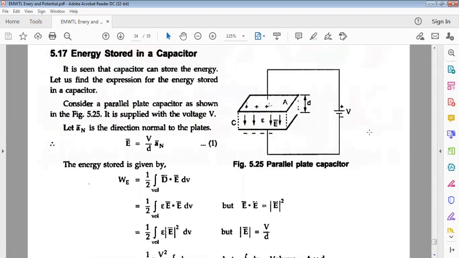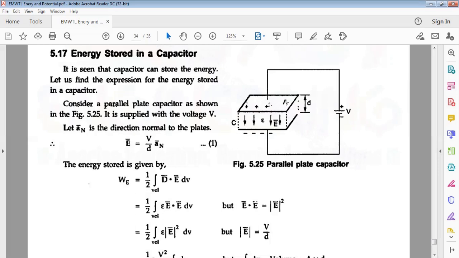And the last topic in the third unit, my dear students, is energy stored in the capacitor. Energy stored in a capacitor. Consider a parallel plate capacitor as shown in the figure here. Upward there is a positive charge and downwards there is a negative charge, and in between there is a dielectric of permittivity epsilon. The direction of E bar is downwards, and the distance between these 2 parallel plates is d.